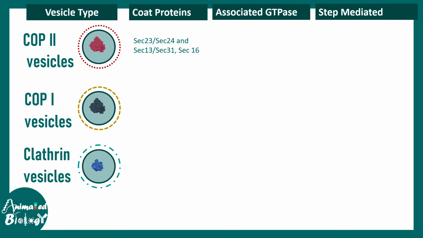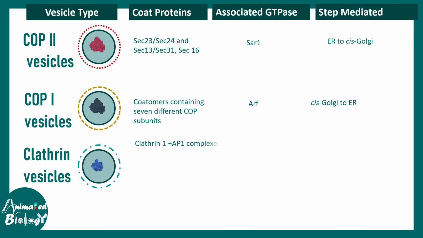The associated GTPase which helps in the assembly of this COP2 coat is SAR1 GTPase. And this transport is anterograde transport. This mediates ER to cis-Golgi transport, right? COP1 coated vesicle has coatomer proteins which have 7 different COP subunits. So it's more complicated. And the GTPase here is ARF GTPase. And here the cis-Golgi to ER transport happens. So it's retrograde transport.